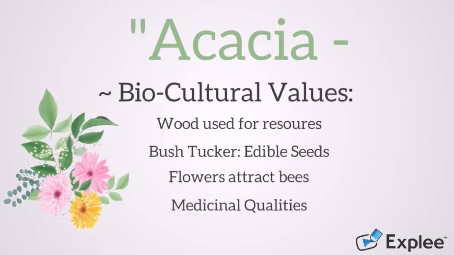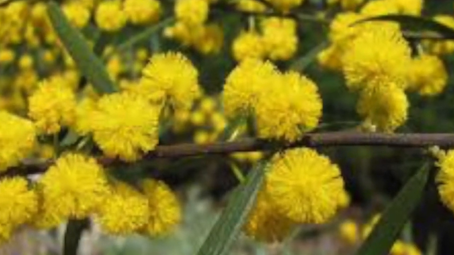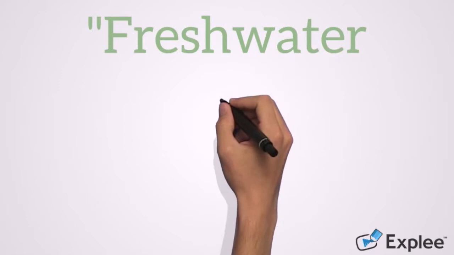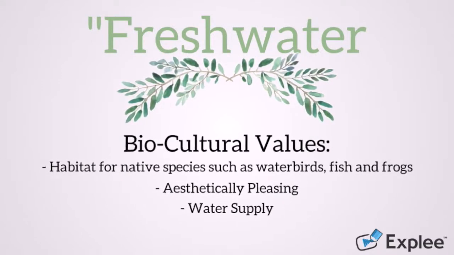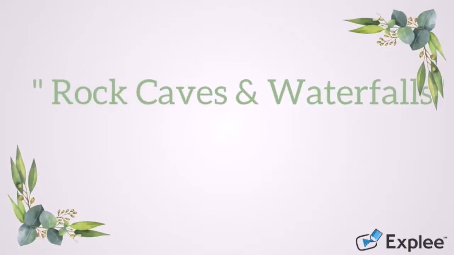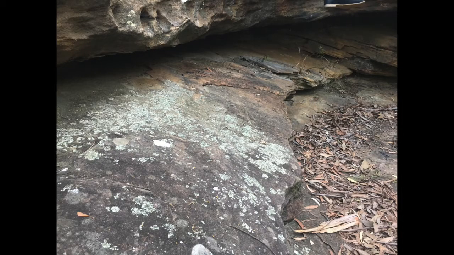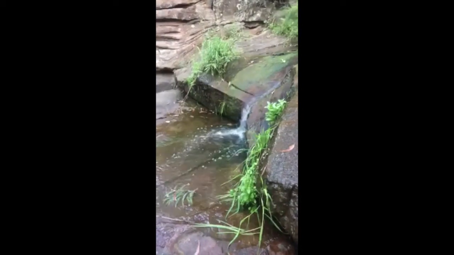Various forms of acacia or wattle were found along the Mars Creek area. This is an important bicultural value as it provided many forms and functions in Indigenous way of life. Fresh water is a large bicultural value found along Mars Creek. It provides water, is a habitat for animals, and is aesthetically pleasing. We came across caves and waterfalls in the Lane Cove National Park. It is a bicultural value as it provided shelter for Indigenous Australians as well as being very aesthetically pleasing.